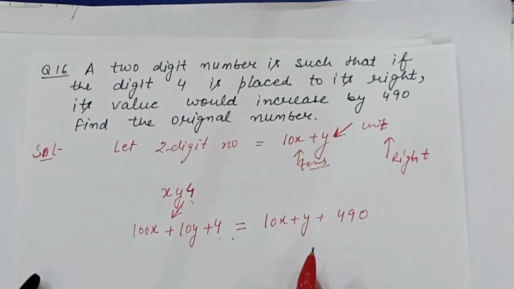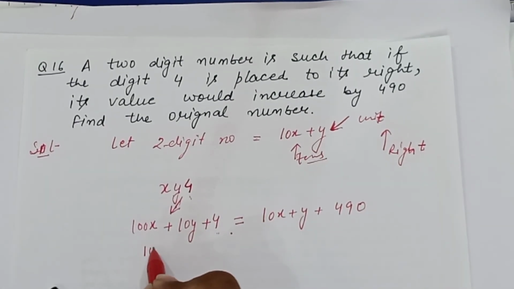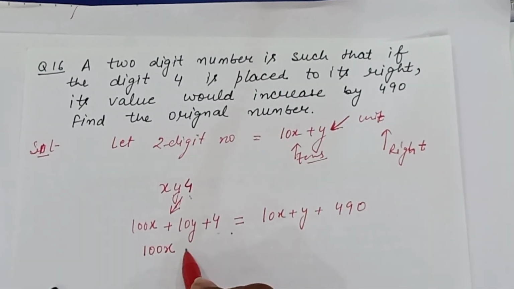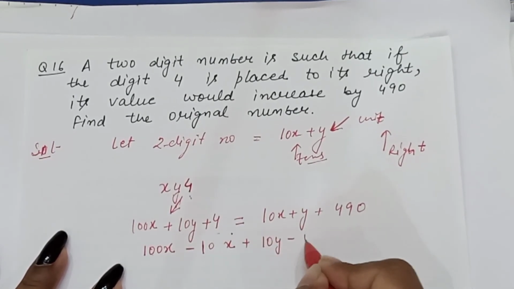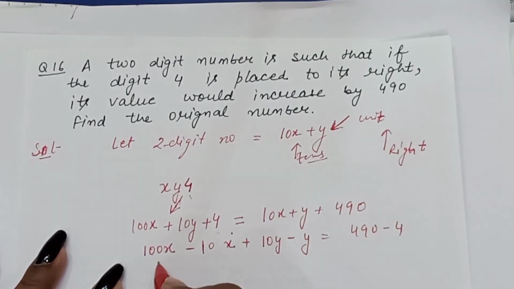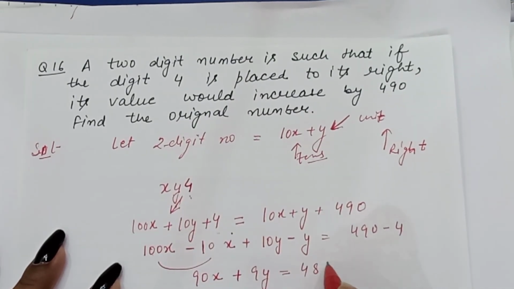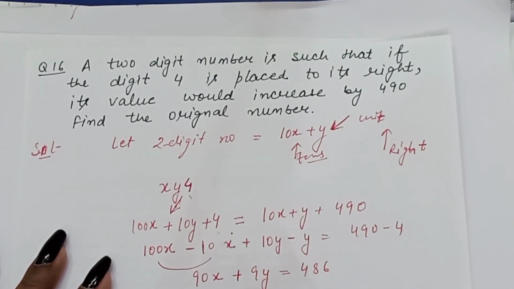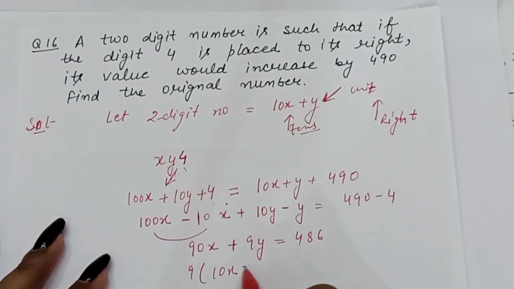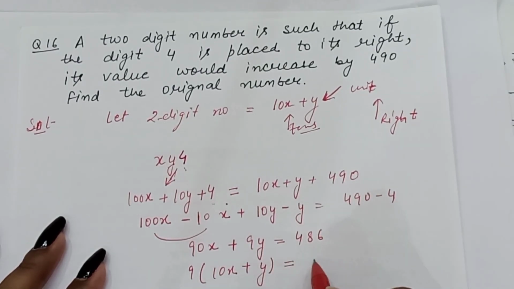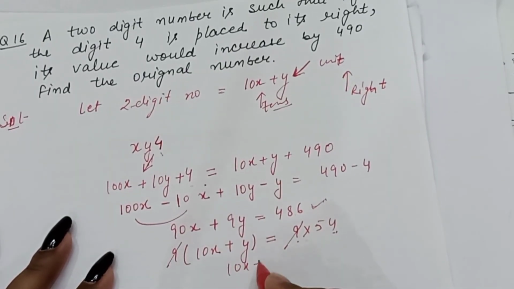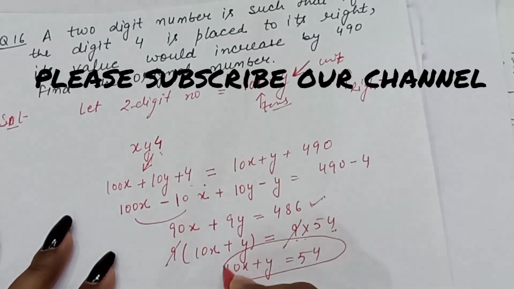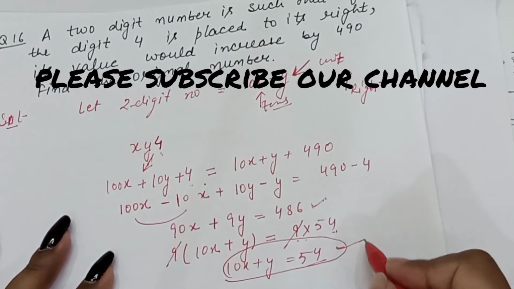Now we will solve this equation. We will rearrange these numbers. 100x minus 10x plus 10y minus y equals 490 minus 4. Now we get 90x plus 9y equals 486. Now we will take 9 common here. We will get 10x plus y equals 9 multiply 54 upon 9, it means 10x plus y equals 54. This was our original number. It means 54 is the correct answer.